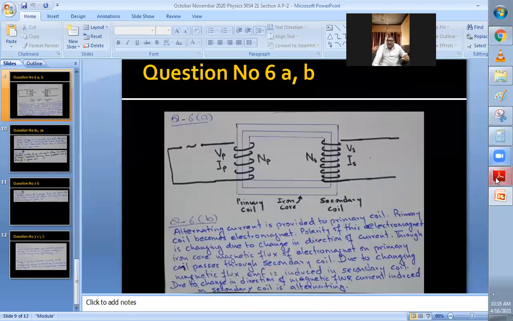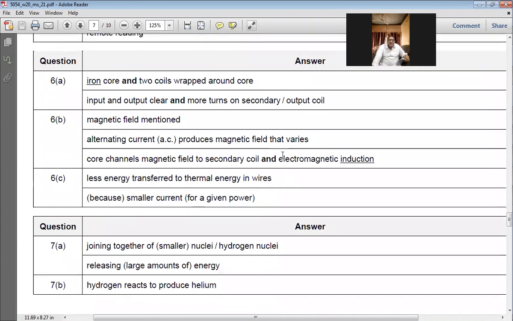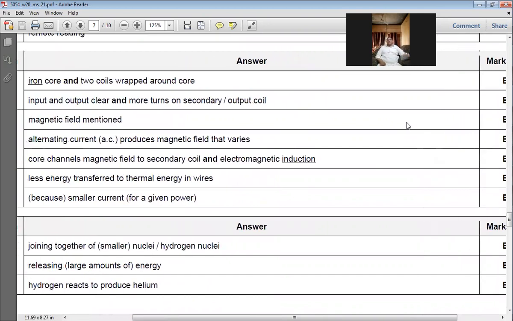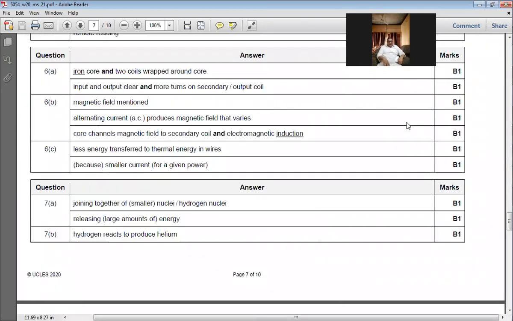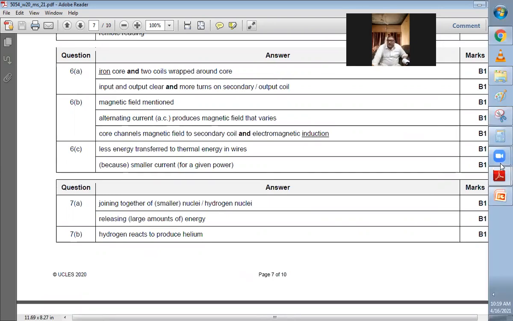The next question is showing on your screen. If you look at the marking scheme for the figure, it says: iron core and two coils wrapped around the core, input and output clear, and more turns on the secondary coil. There should be more turns on the secondary coil. One mark for this. So I hope that we have done this. This is question number 6, A part. Let's move to the next part.